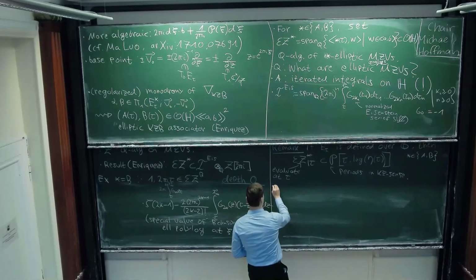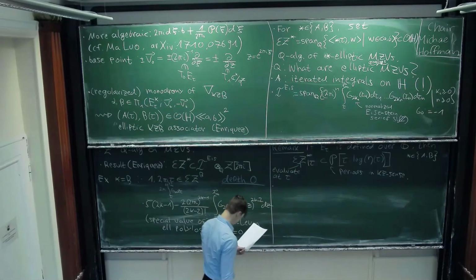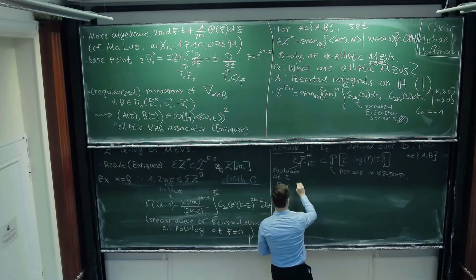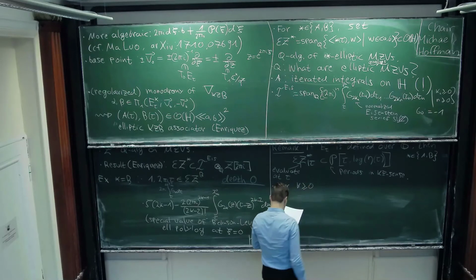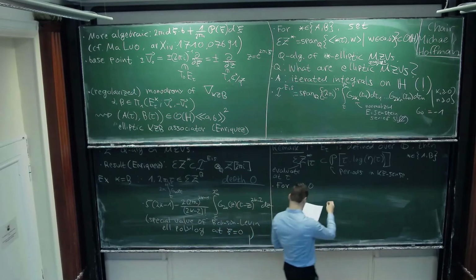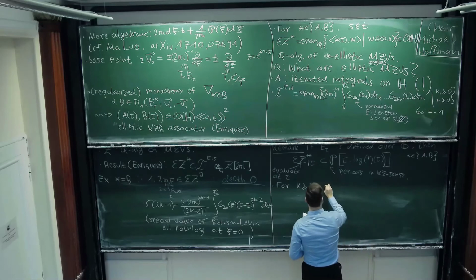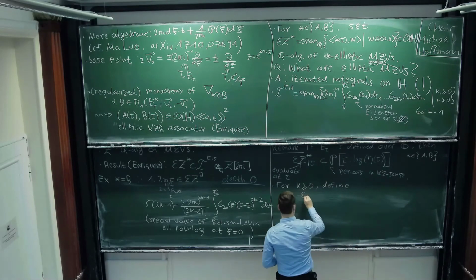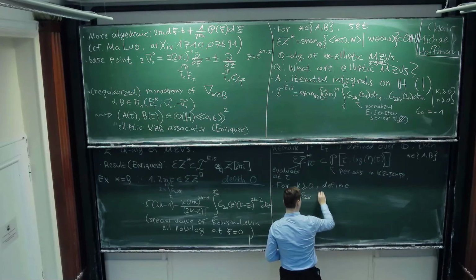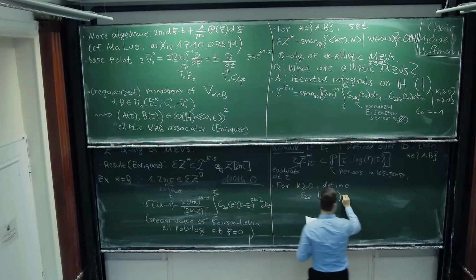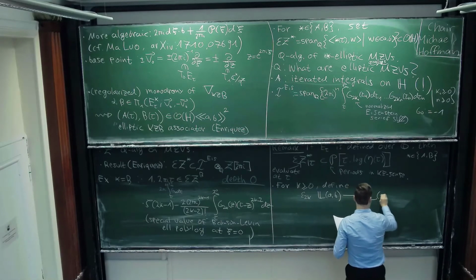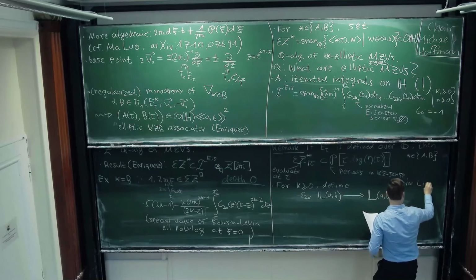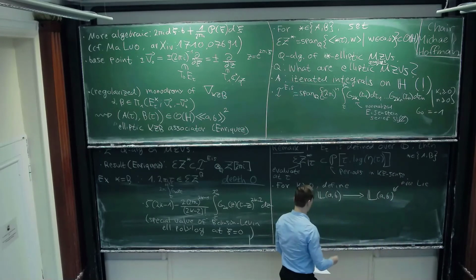Let me wrap up. I want to talk about one more result, and for this I'm going to need to introduce a bit more notation. If k is greater or equal to 0, then we're going to define a derivation epsilon 2k of the free Lie algebra on A and B. That's the free Lie algebra, by the following formula.